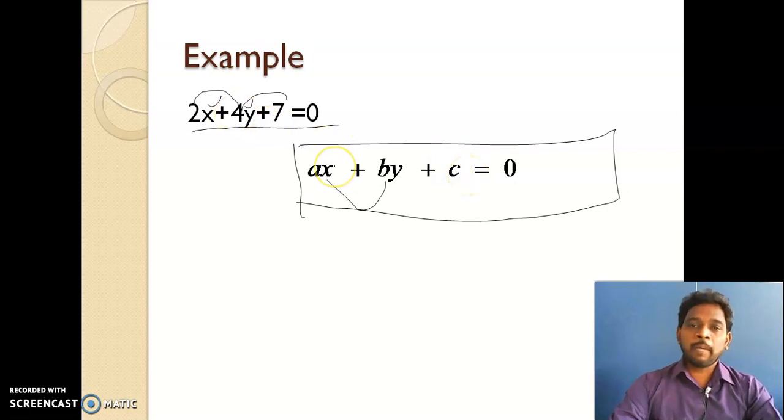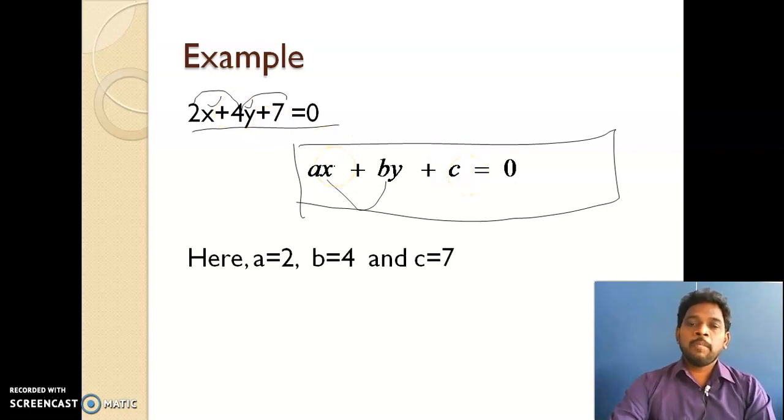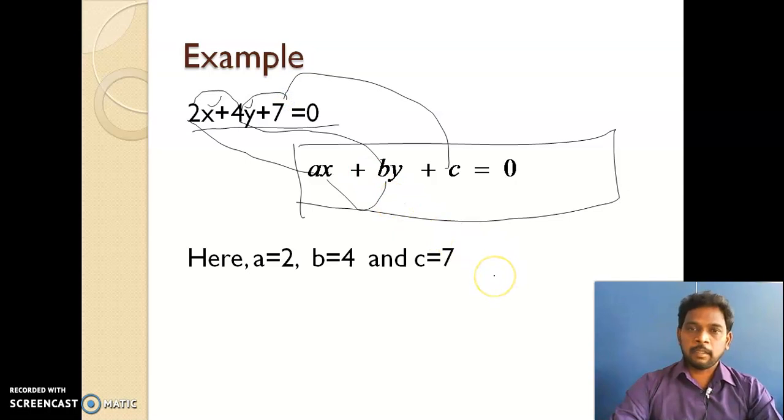When we compare these two, what are a, b, c? a is 2, the coefficient of x, b is 4, the coefficient of y, and c is the constant, that is 7, right? And similarly, how can we say whether it is a linear equation or not? According to the power only. If the variables contain a maximum power of 1, that is called a linear equation.